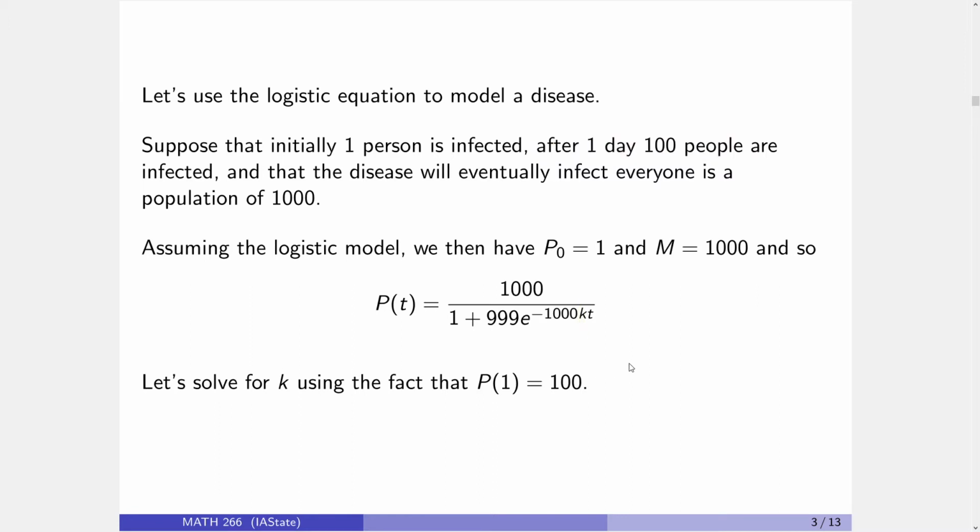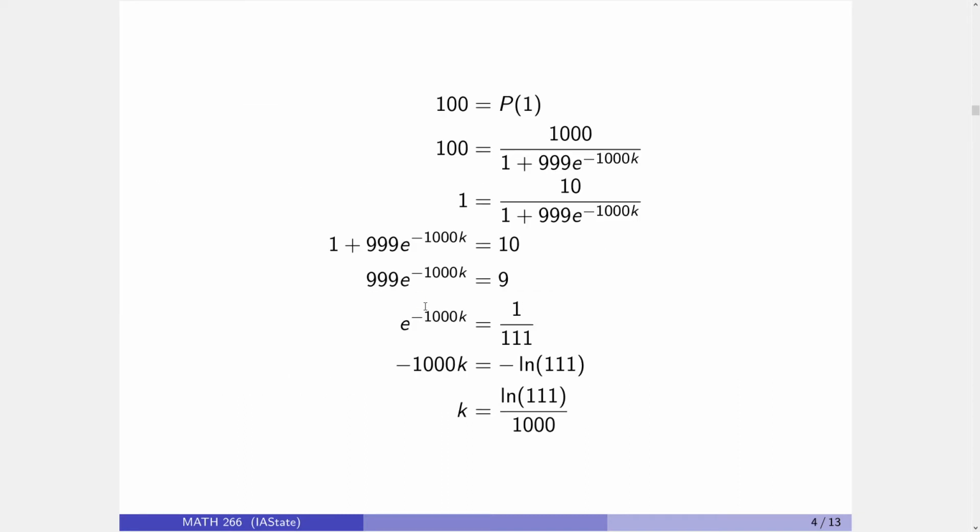All right, and so what do we do? Well, replace t with 1, replace this with 100, and solve for k. And there it is. So this is pretty typical stuff for population models that we've been seeing. Usual sort of work here.